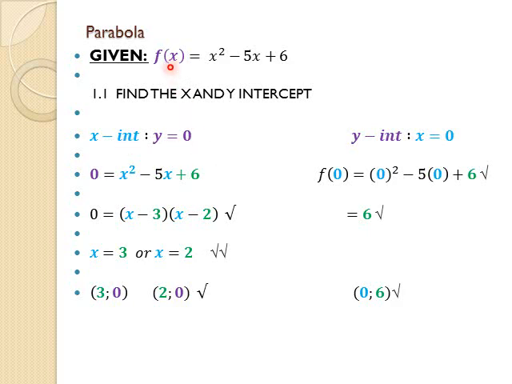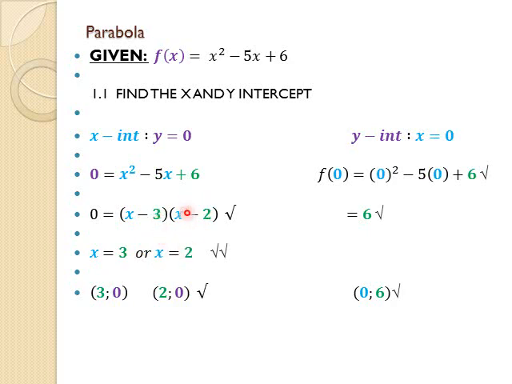So if y is 0 there, in place of f of x I put 0. X squared minus 5x plus 6 stays the same. Now we have to factorize: factors of 6 that add up to minus 5. The last term is positive and the middle term is negative, so the signs are always negative and negative. X squared is simply x times x. Negative 3 times negative 2 gives me positive 6, and minus 3x minus 2x would give me minus 5x. Therefore, x equals 3 or x equals 2.